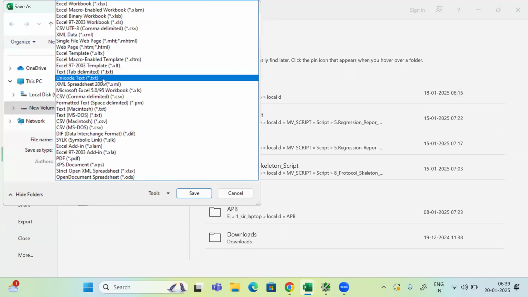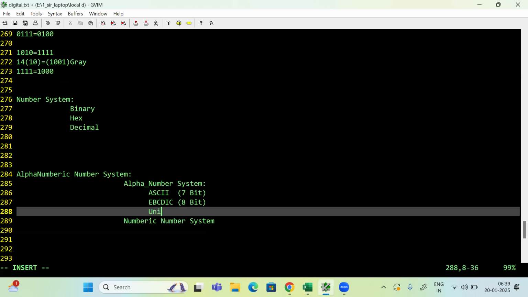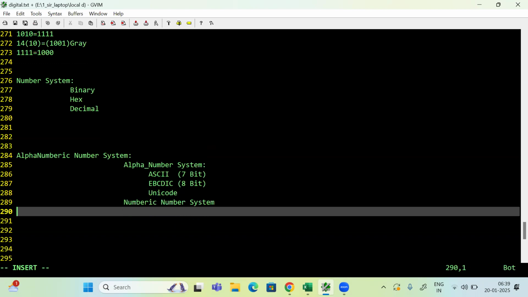Sorry, not unary. One more now in the market is Unicode. They are all what type of systems? Alphanumeric number systems, which have alphabets and numerics. Do you agree?